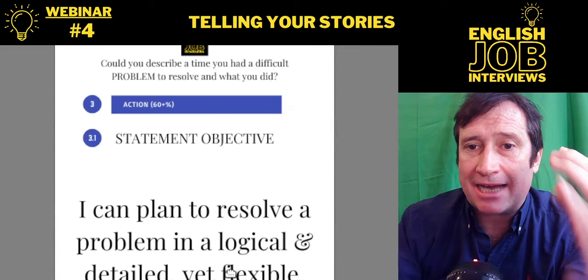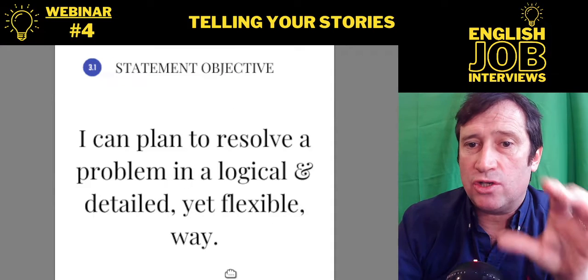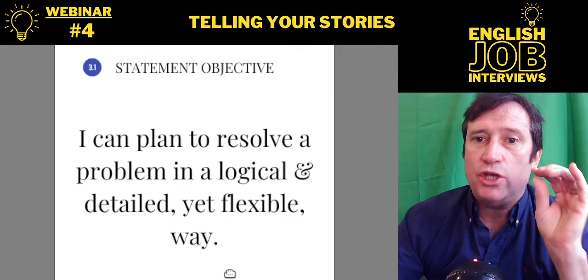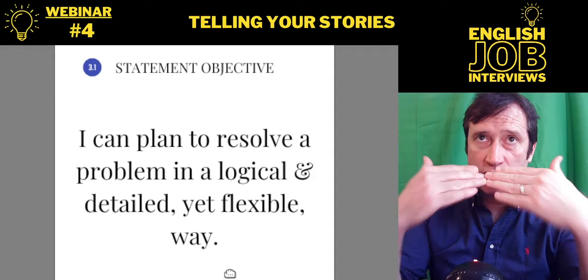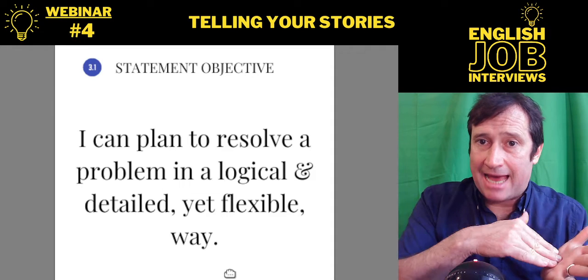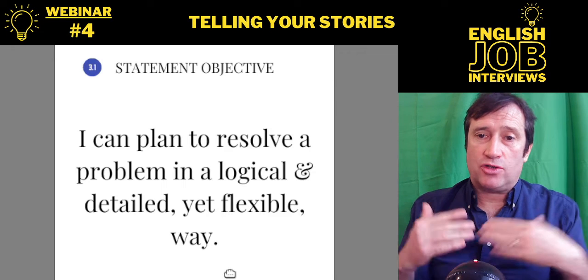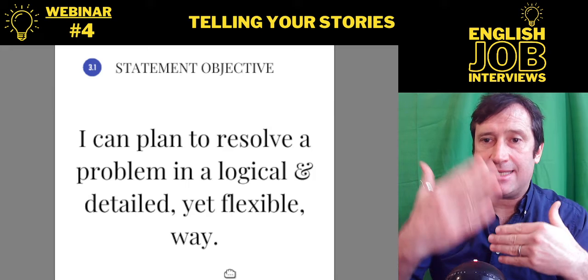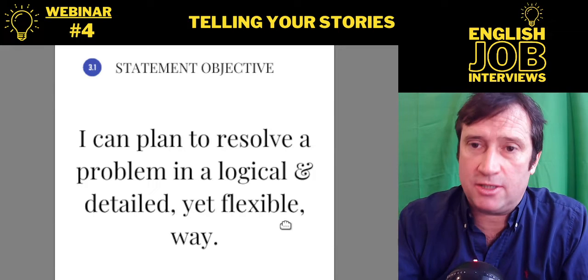And then we've got the action element. I can plan to resolve a problem in a logical and detailed yet flexible way. That's your objective. Okay. Remember the idea. You're telling them about how you could. They want to know how you would do it, not how you did it now in that story. Could you do it again? So your story is communicating this logic. It's communicating these steps that you took. And we're going to look at what type of steps to include.